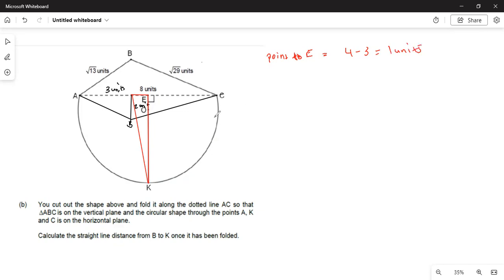So we can use Pythagoras theorem to calculate from the point to K, which will then give us 1 squared plus our radius squared, giving us a final value of 4.98 units.